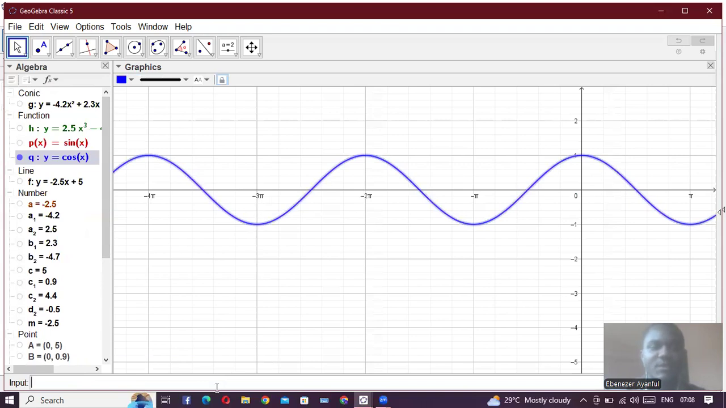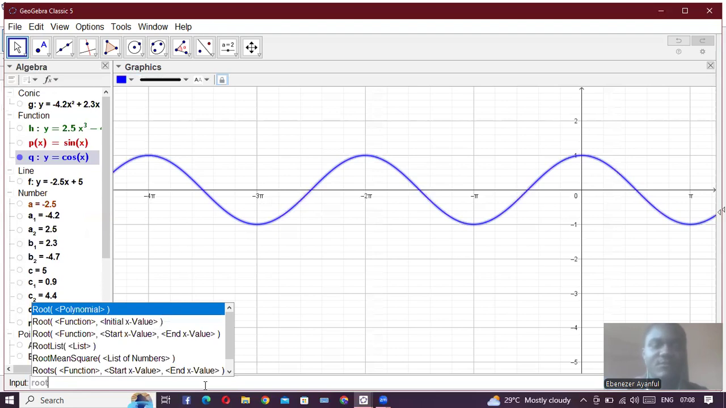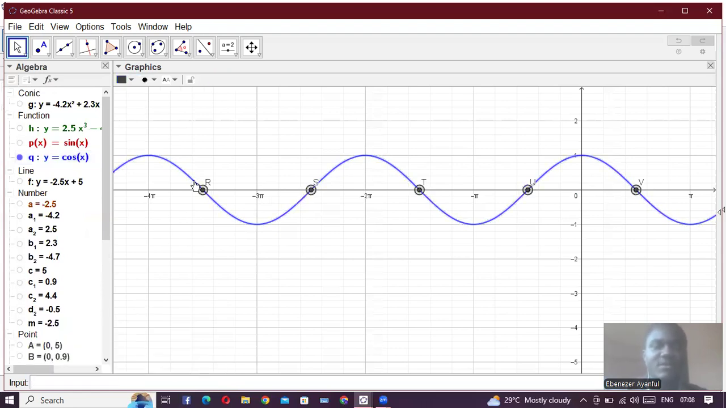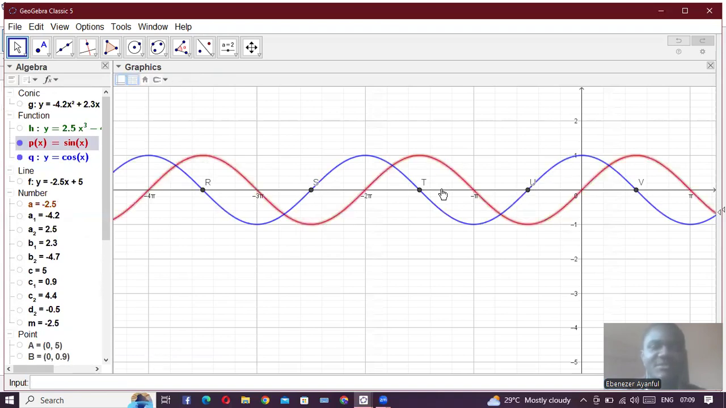So we can do the same thing for cos as well. We can find the roots, and then we get all these points here. Those are the roots of cos, and then we can also do the turning points. Now, if you overlay the sine and the cos, you see a very interesting relation between them. It's like when you shift the graph of one of these functions, you get the other.